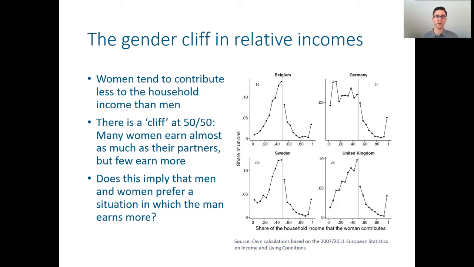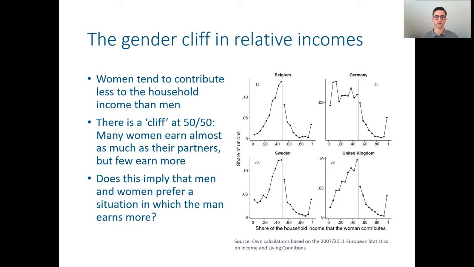When you look at these patterns, 2 things are notable. First, the graphs are right-skewed, so that women generally tend to earn less than their partners. Second, there is a discontinuity at the 50-50 point. That is, the share of couples increases up to the point where she earns about as much as he does, but then there is a steep drop, and there are very few couples in which she earns more than he does.